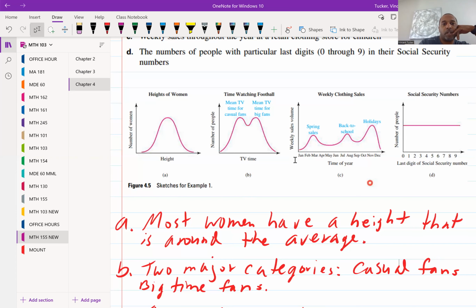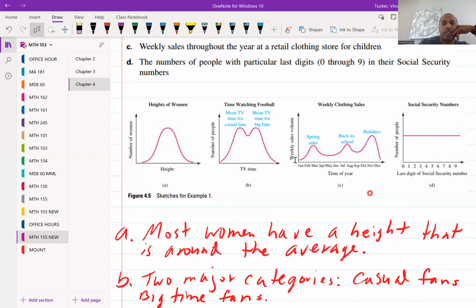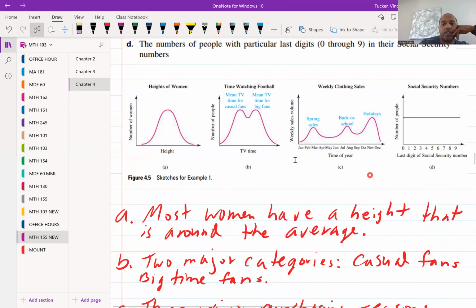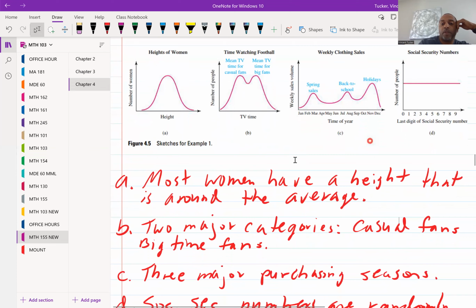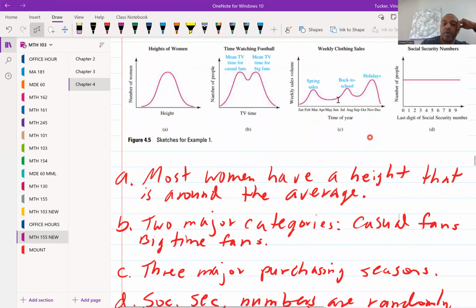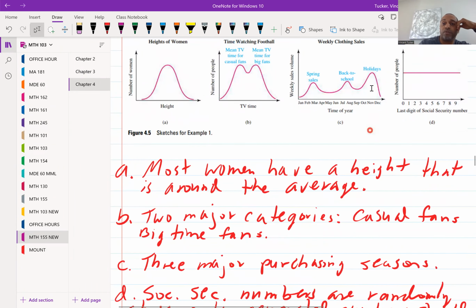All right. Then for C, weekly sales throughout the year for the retail clothing store. You have three major purchasing seasons: spring sales, back to school, and then holidays. And so that's why you have those three peaks.